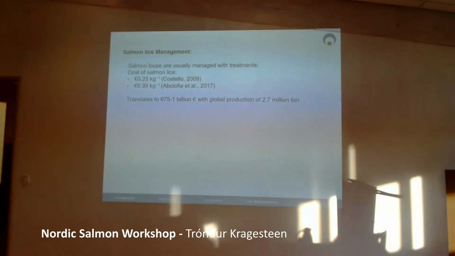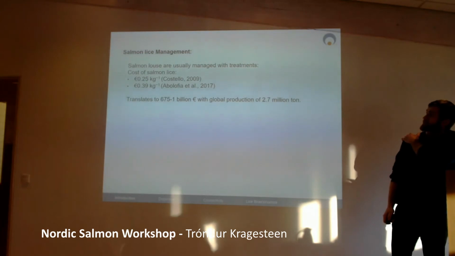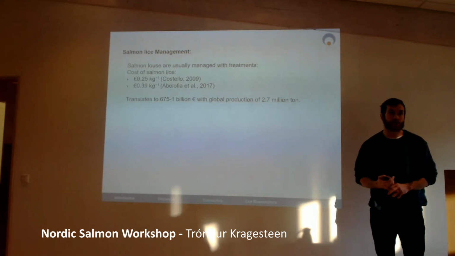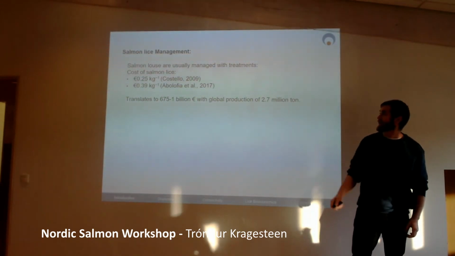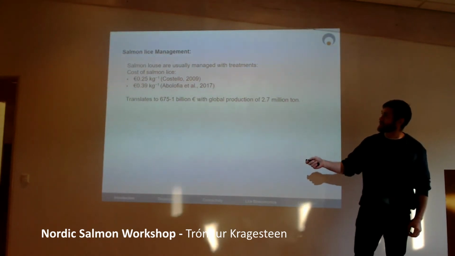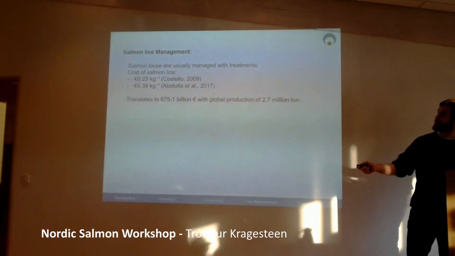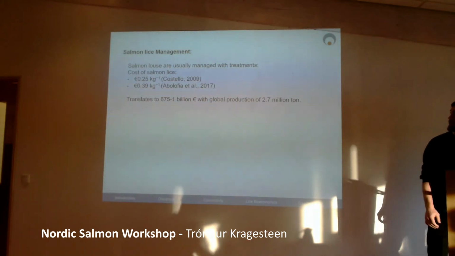Now we move to salmon lice management. As Espen also talked a lot about, salmon lice are usually managed with treatments, and a rough estimate of the cost of lice in aquaculture is somewhere between 0.25 and 0.39 euros per kilo of harvested salmon, which translates to somewhere between 675 million and 1 billion euros if we have a global production of 2.7 million tons.